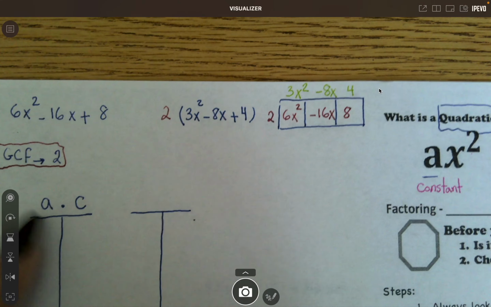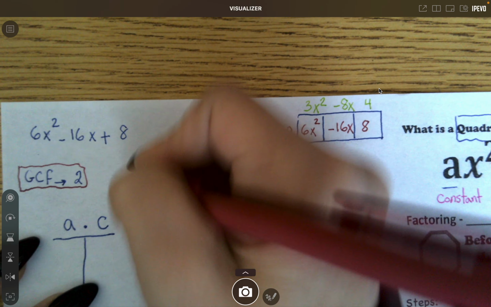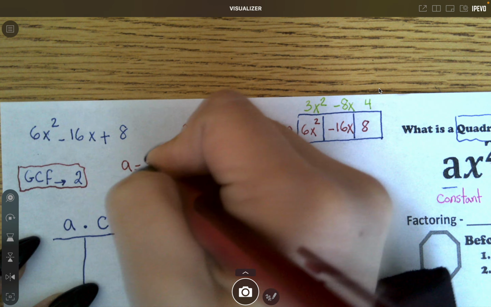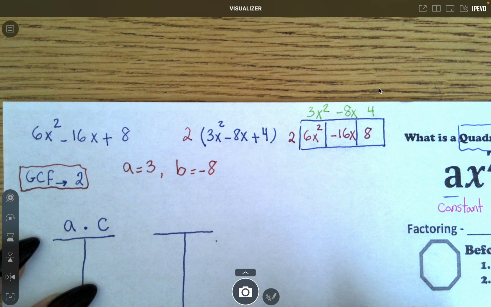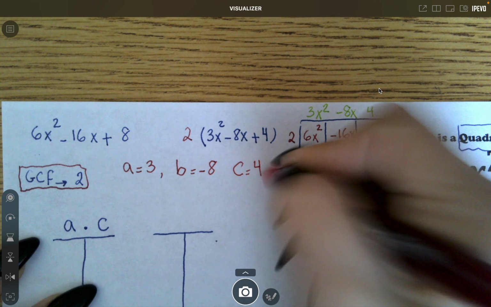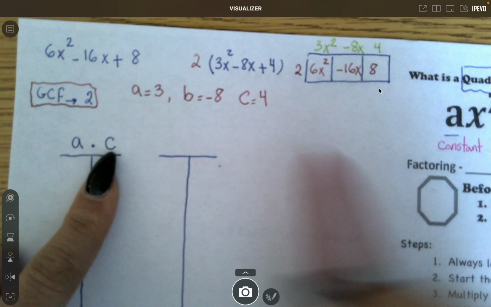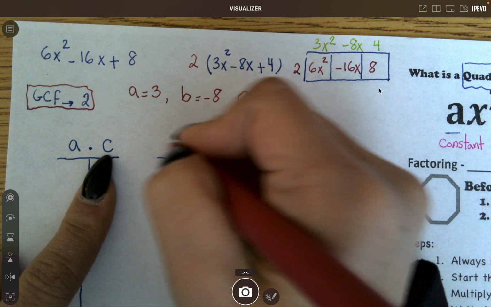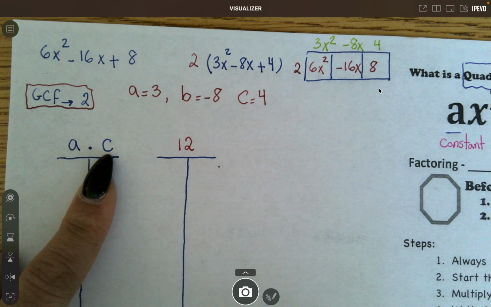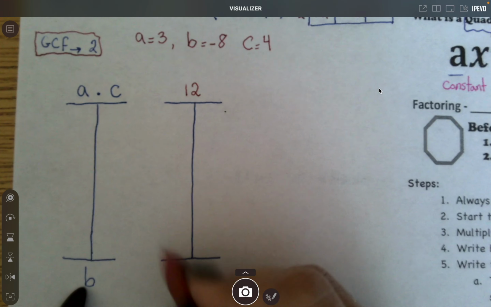So what is my A here? We factored 2, so my A is 3. My B is negative 8. And my C is 4. So when they say A times C, it's talking about 3 times 4, which is 12. Then we have B down here, which is negative 8.